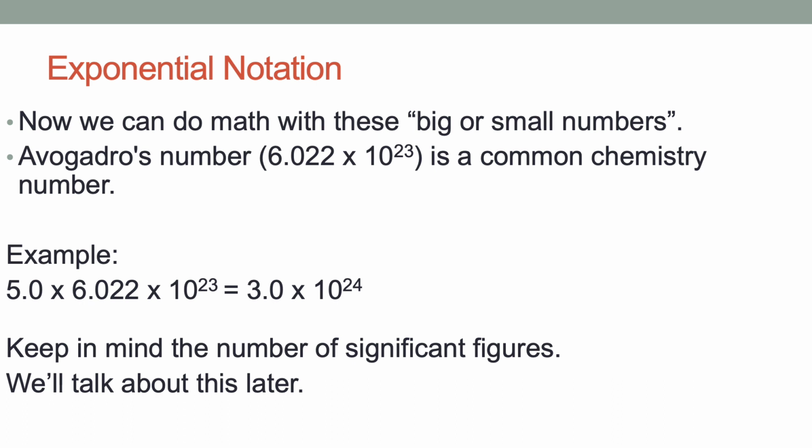Now we can do math with these big or small numbers. Avogadro's number is a common number used in chemistry. 6.022 times 10 raised to the 23. We'll see this later. In our example, 5.0 is multiplied by 6.022 times 10 raised to the 23. The answer here is 3.0 times 10 raised to the positive 24. Keep in mind the number of significant figures, and we'll talk about these rules later.